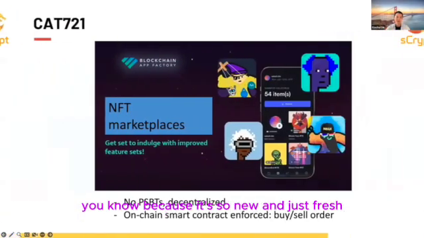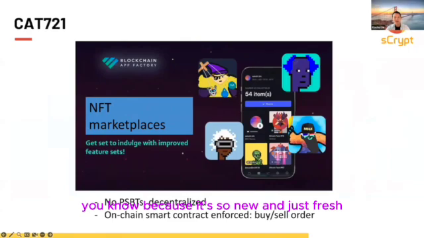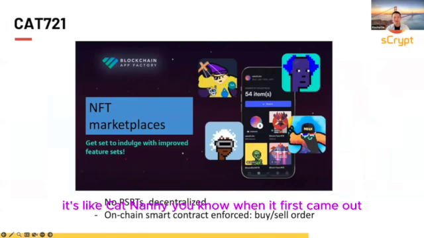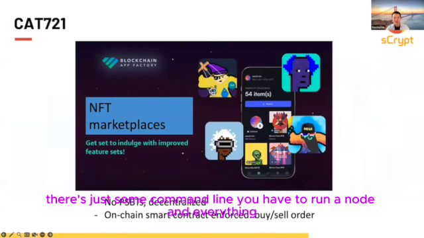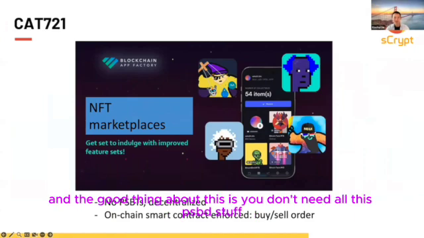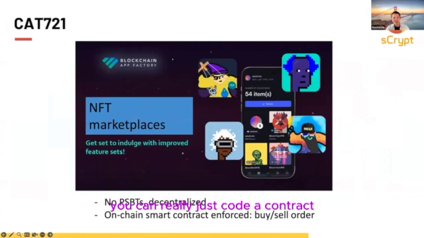Because it's so new and fresh, there's no marketplace yet. Today I think you can do it with some kind of command line, but there's no marketplace. It's like CAT-20 when it first came out, there were just some command lines. You have to run the node and everything, but there's no UI hooked up to it. The good thing is you don't need all this PSBT stuff. You can just code the contract, hook it up with a front end, and you should be ready to go. You can be the first. So that's definitely something missing.